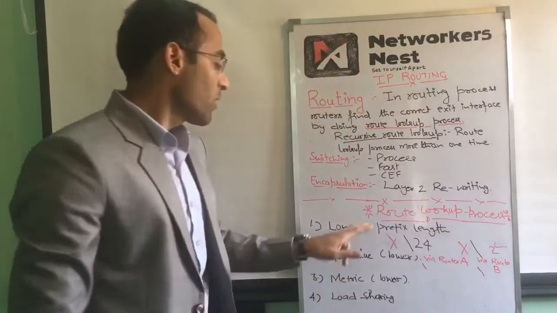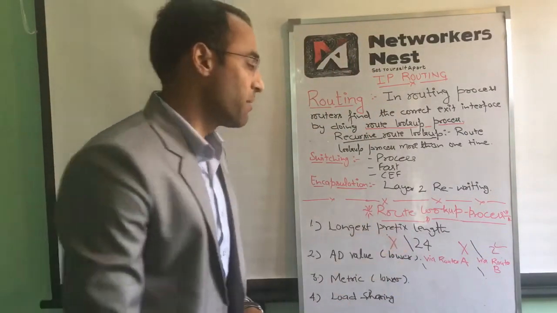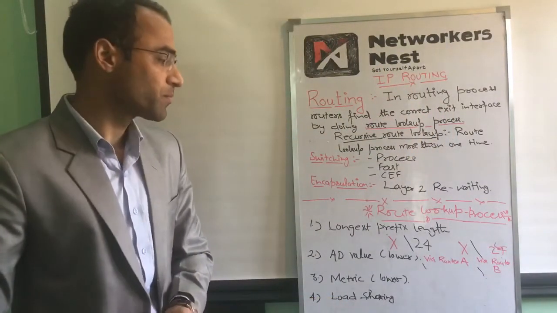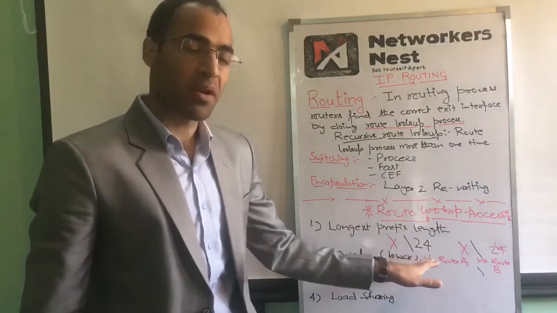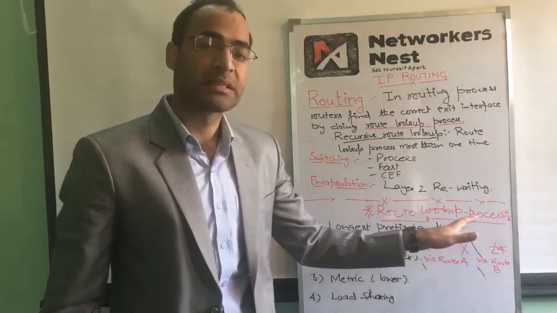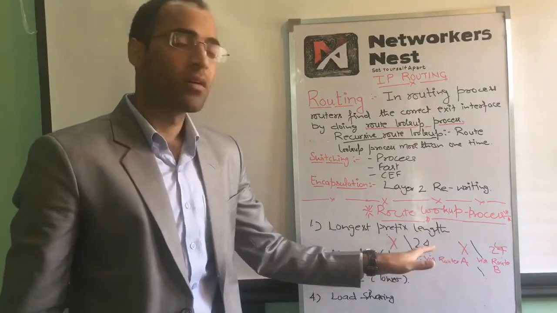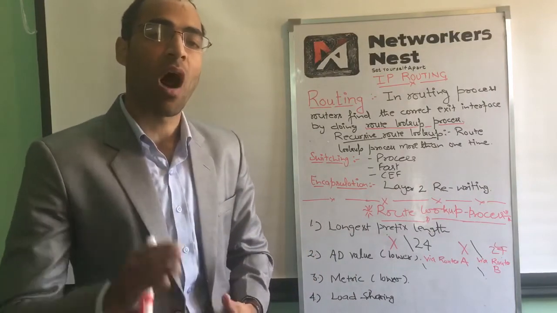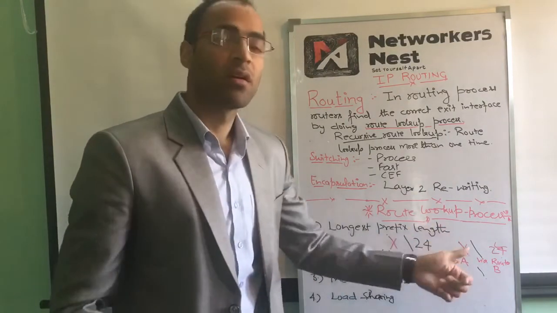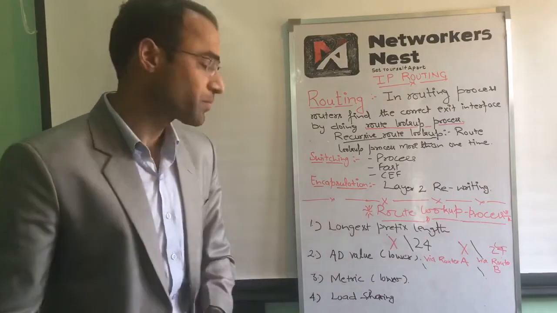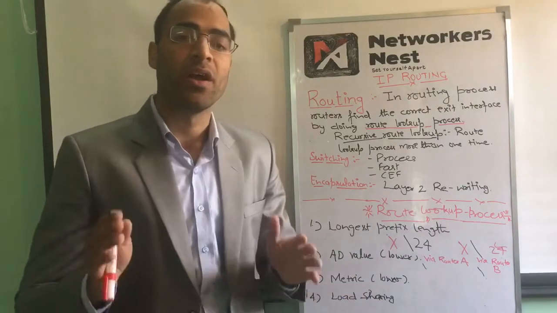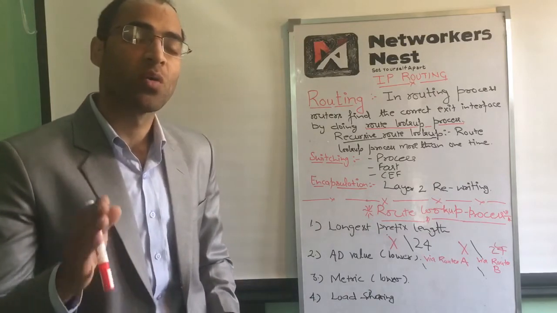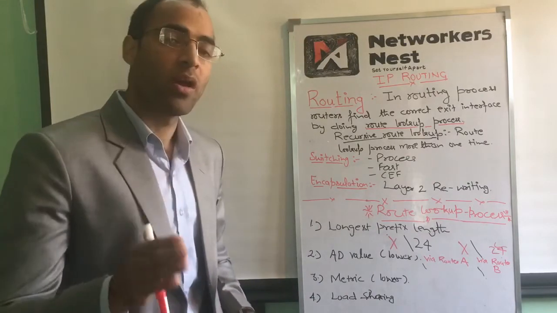What if the prefix length is the same? This is also /24. The route learned by router A and by router B have the same information and both have the same prefix length of /24. Then how will it select the correct exit interface? The second thing is AD value, lower AD value. It will consider the route which has the lower AD value.